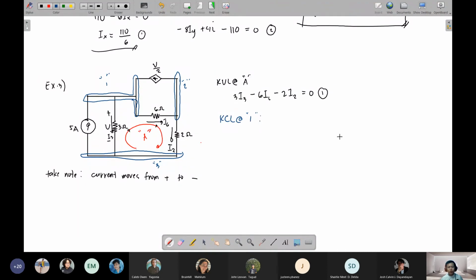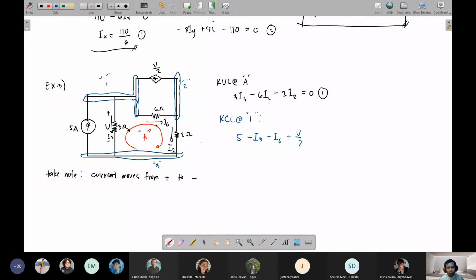So again, current entering is positive, current leaving is negative. Starting with 5 amperes, it's entering node 1, that would be positive. I3 is leaving node 1, negative. Next is I6, it's leaving node 1, so minus I6. And lastly, V over 2 is entering node 1, so that would be positive V over 2.